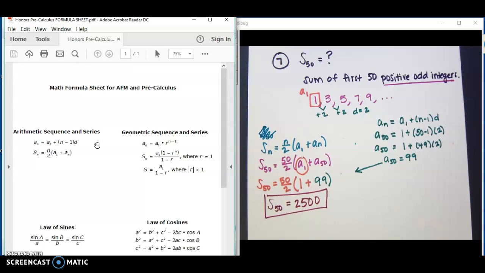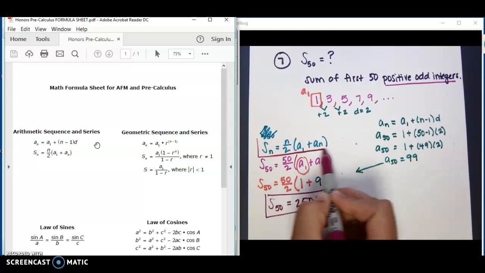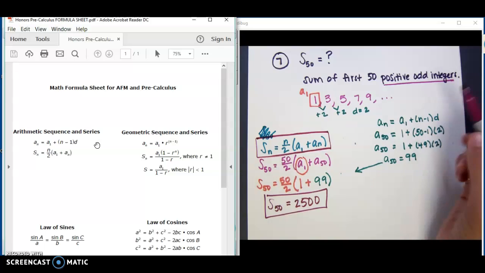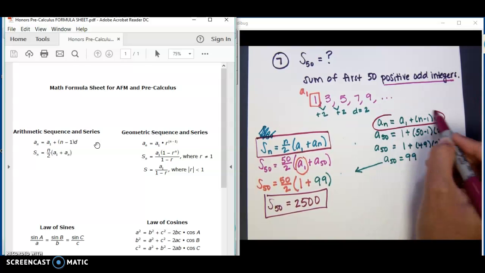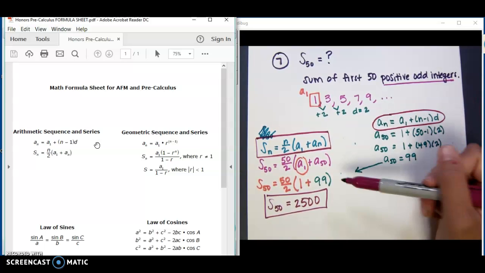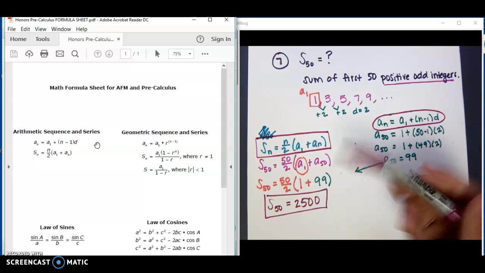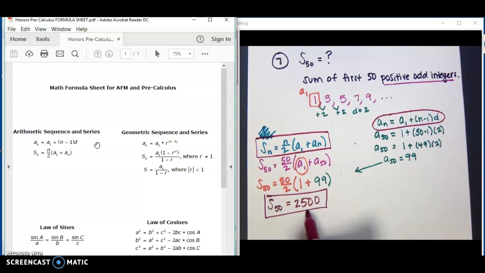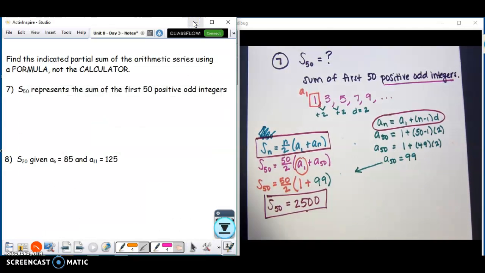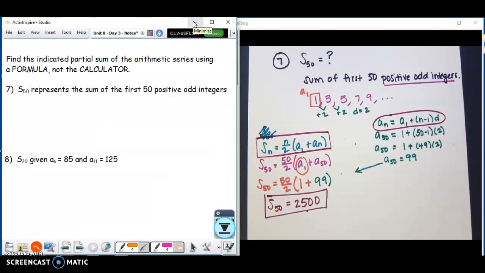Okay, so when we start doing these sums, a lot of times you're going to have to use 2 different formulas. So keep that in mind. The main formula that we wanted to use was the sum here. But a lot of times you're going to have to use just the sequence formula too, because you're going to be missing some part of this formula. But at the end of the day, you want to find the sum, so this 2,500 was our final answer there. Okay. So let's take a look at number 8.